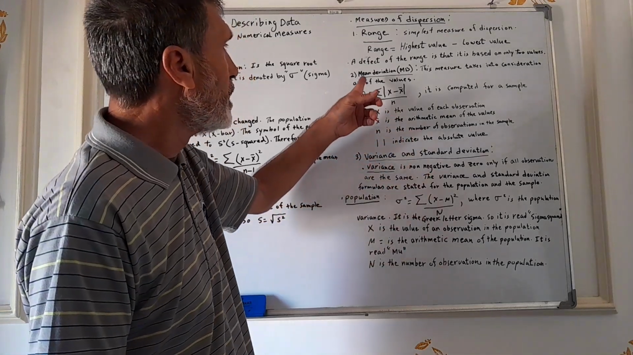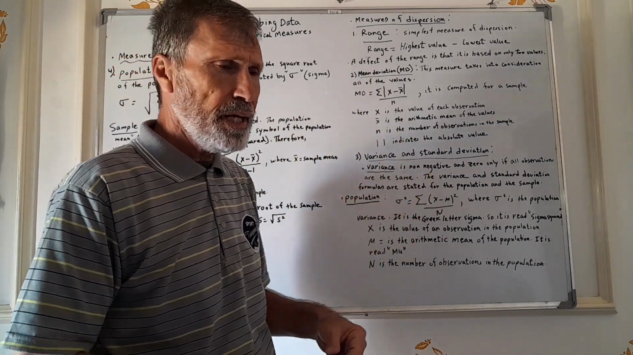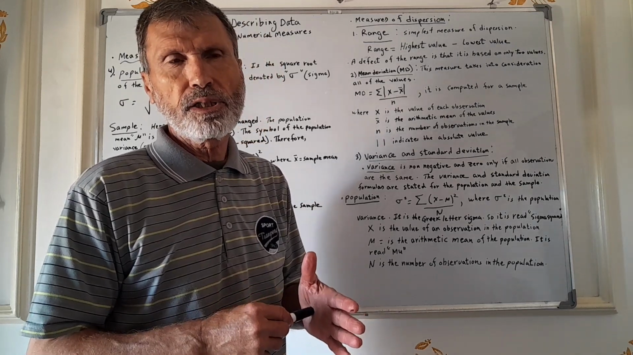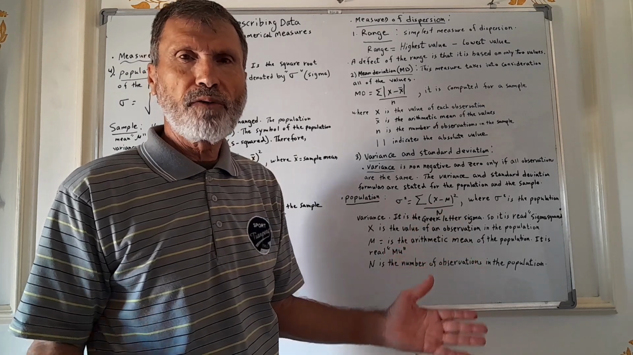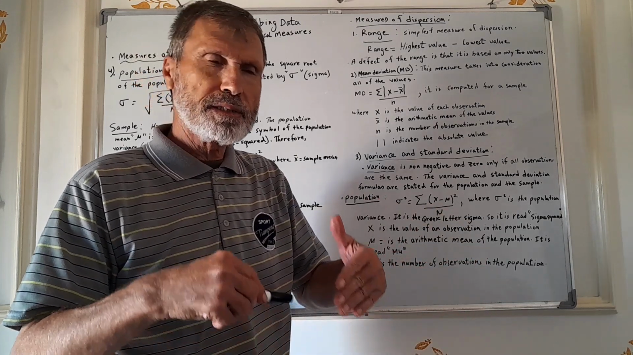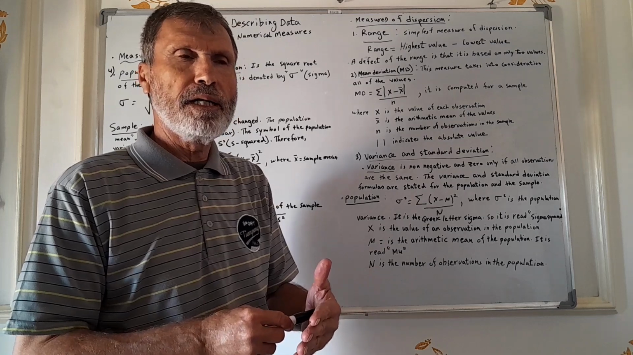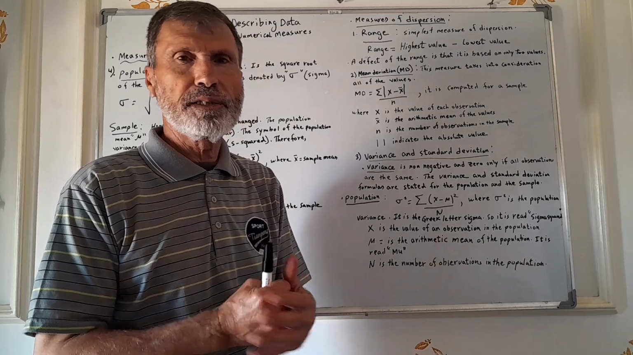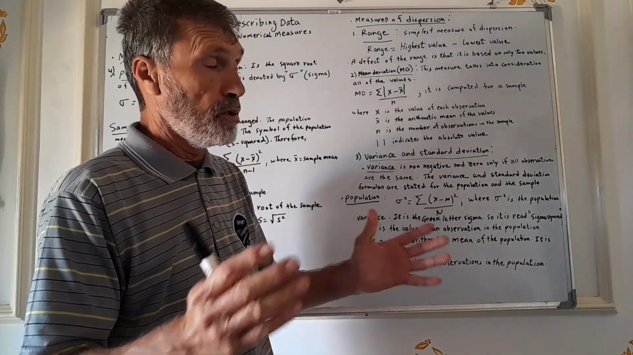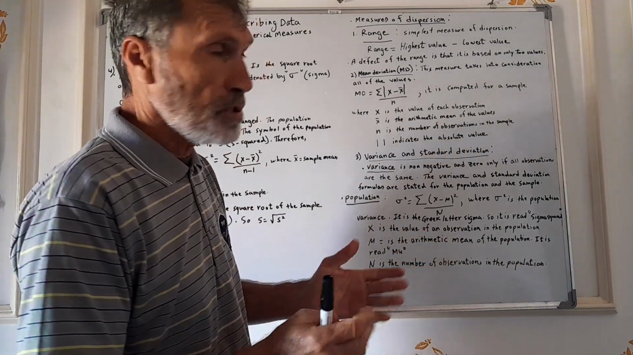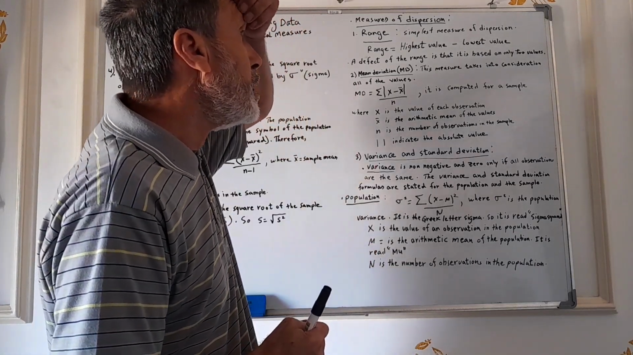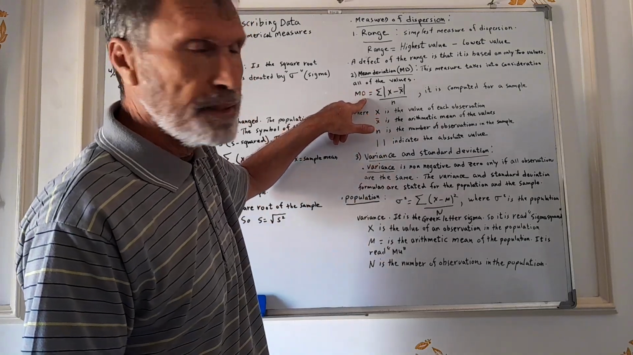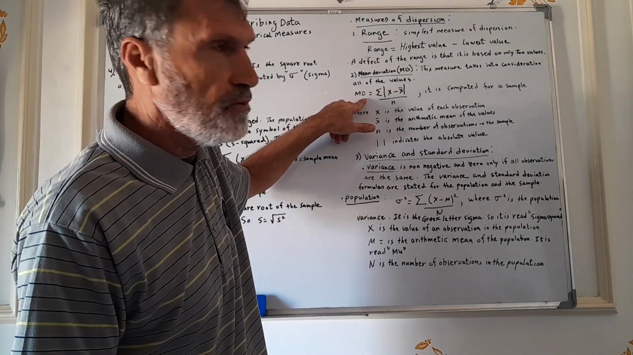Now, what is the second measure of variation? Of course, it is the mean deviation. Now, the mean deviation does take into consideration all of the observations in the data. So it is better than the range, because it does cover all of the data in the population, or all of the values.